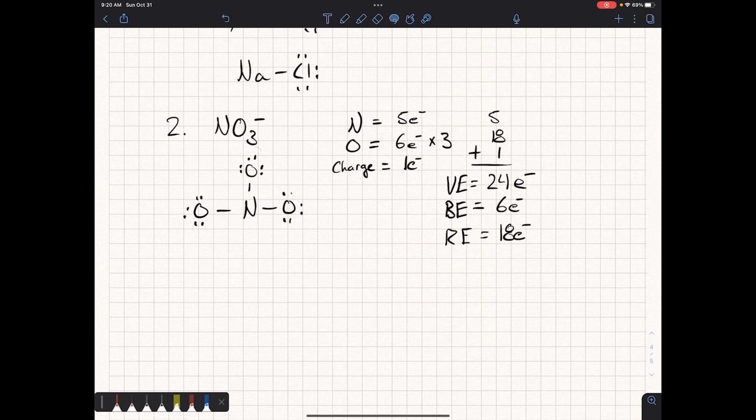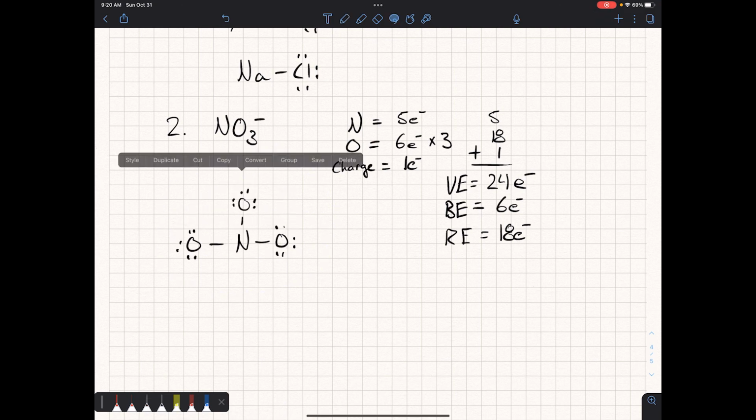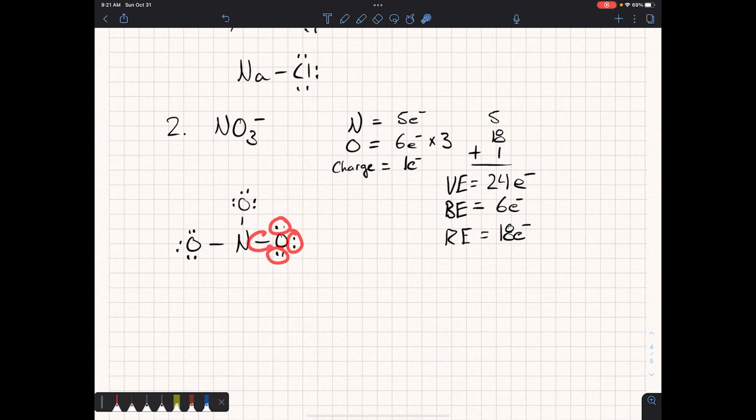Now, when we take this structure that we have, our next step is to count the number of electrons that each atom has. So these bonds count as shared electrons. For our nitrogen, we'll have 2, 4, 6, but we want to get to 8. So we're going to have to do something to get to 8, but let's check the rest of our atoms first. So this one, oxygen, has 2, 4, 6, 8.